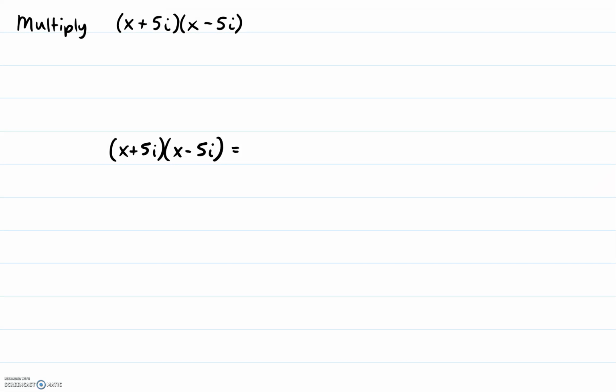In this video, we're going to look at multiplying x plus 5i by x minus 5i. Now this particular problem has a special name. Really what we're doing is we're multiplying complex conjugates. It's a conjugate because we have an x and a 5i in each of the things we're multiplying, and the only thing that's different is the sign in between, a plus and a minus. So that's what makes something a conjugate.